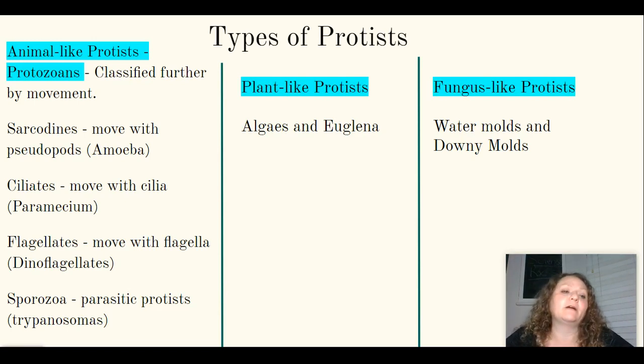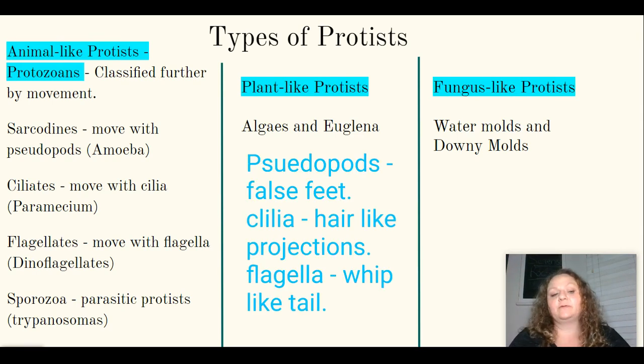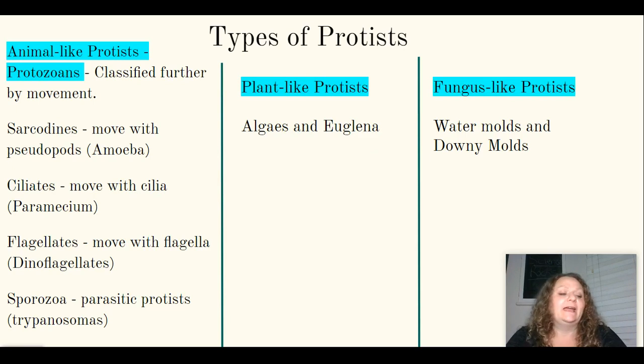So the first clade that we want to talk about is the animal-like. They all have some type of movement at some point in their lives. And so that movement is how we're going to classify them. Sarcodines move using pseudopods. These are things like amoeba. Ciliates move using cilia. Makes sense, right? The paramecium. Flagellates move using a flagella, like dinoflagellates. Flagella are just whip-like tails. And then, of course, sporozoa are a little bit different. They're a little special because remember, this is the kingdom that breaks those rules. These are parasitic protists that usually are going to move through a host.